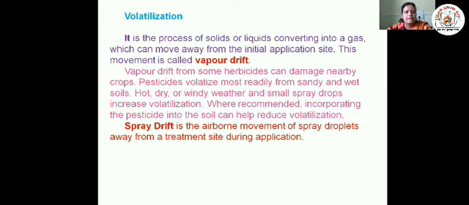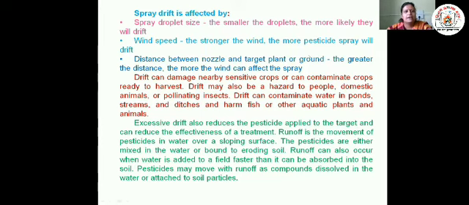Next is spray drift, the airborne movement of spray droplets away from a treatment site during the application. Spray drift is affected by many factors, like spray droplet size. The smaller the droplet, the more likely it will drift away from the application site. If wind speed is greater, then more pesticide spray will drift. And if the distance between nozzle and the target plant is greater, then more wind can affect the spray. We have to take care of all these things.